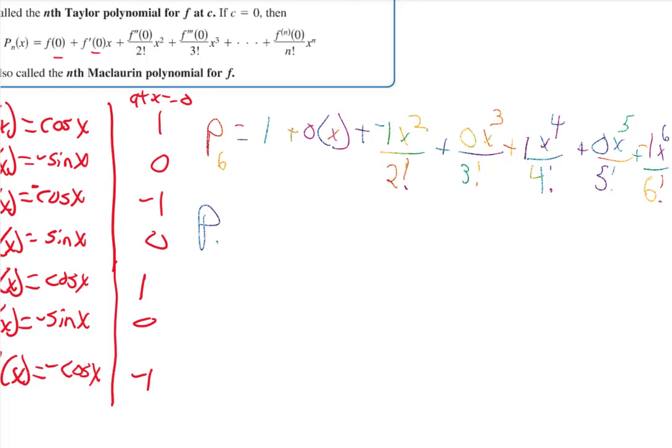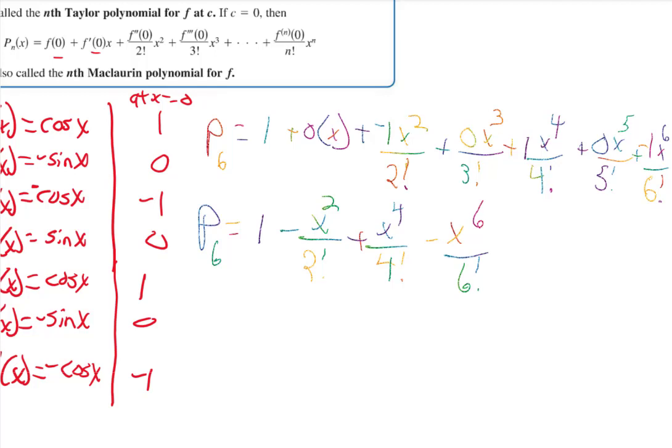I'm going to simplify this a little bit, and all the zeros I'm going to get rid of. So I'll have 1 minus x squared over 2 factorial plus x to the 4th over 4 factorial minus x to the 6th over 6 factorial. And that is our 6th degree polynomial for cosine. So you can see that it's very easy now. I bet you could tell me what the 8th degree polynomial is going to be. The 7th is going to be the same as that, so it wouldn't be of any interest to us.